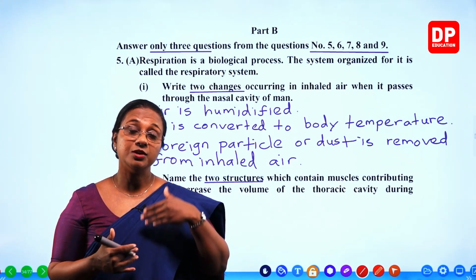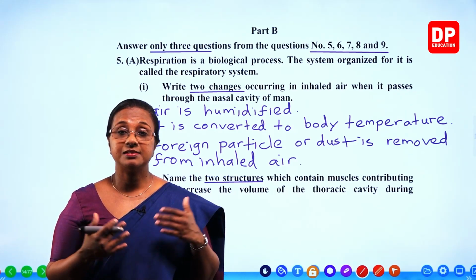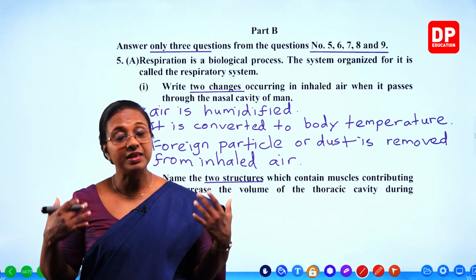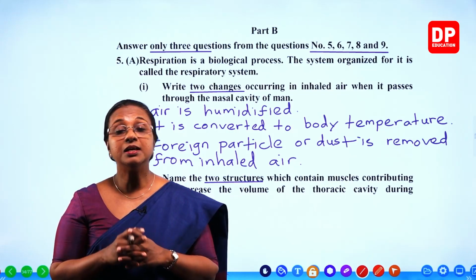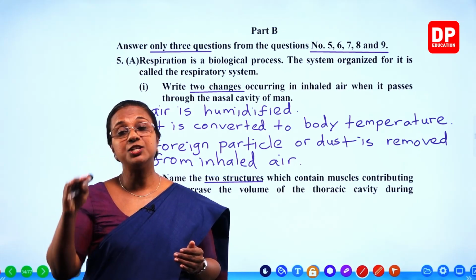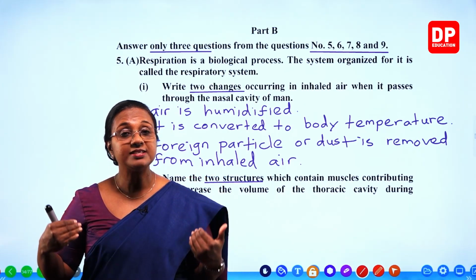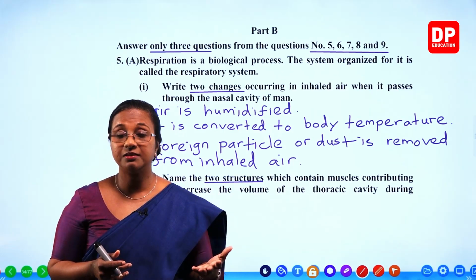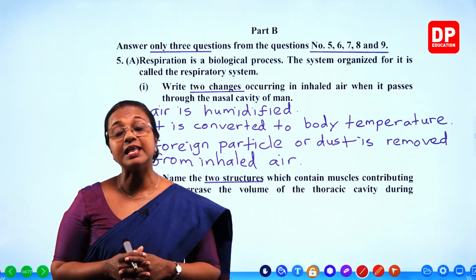At the same time, when you exhale, the opposite happens. The intercostal muscles relax. Because of that, the ribs and the sternum, they go back to their initial position. At the same time, the diaphragm relaxes. Because of that, the curvature of the diaphragm increases. So then what happens? The thoracic cavity, the volume decreases. Due to that, the pressure increases, and because of that, the air is exhaled out.